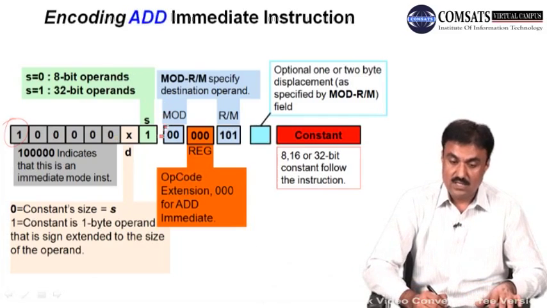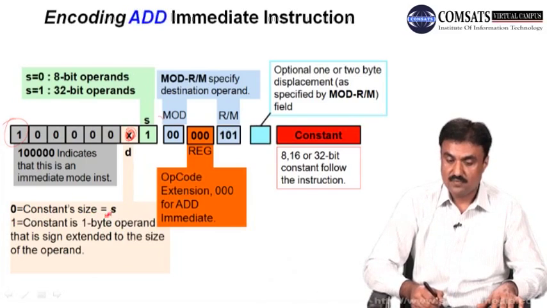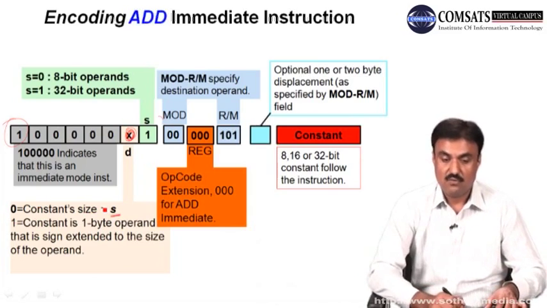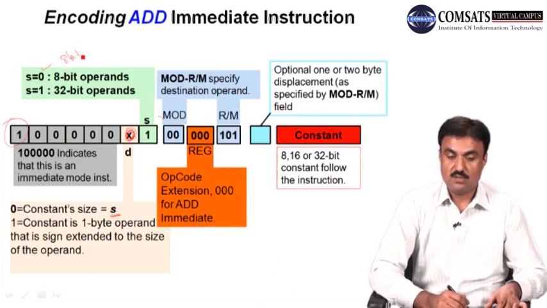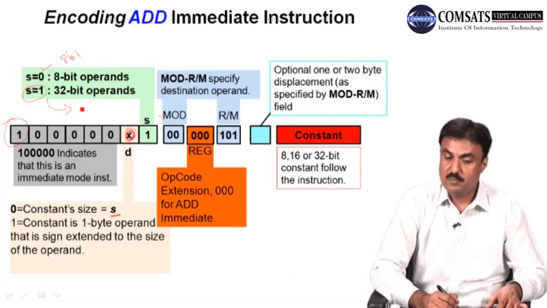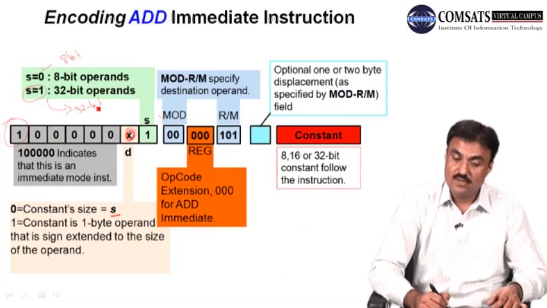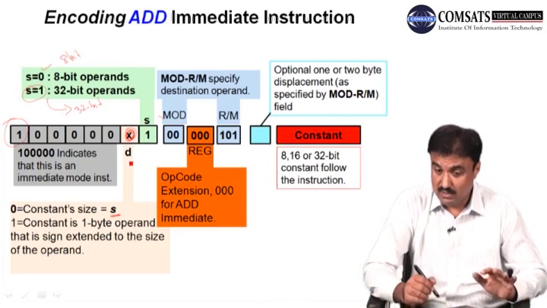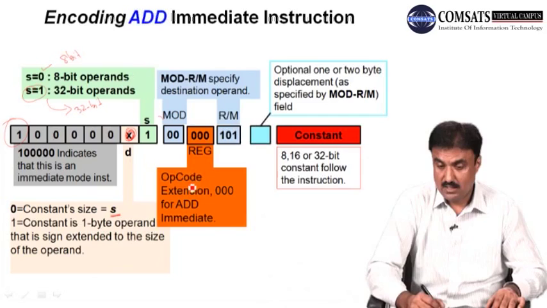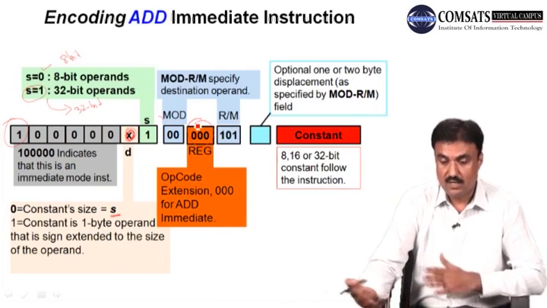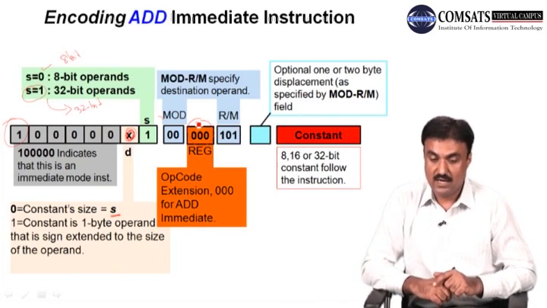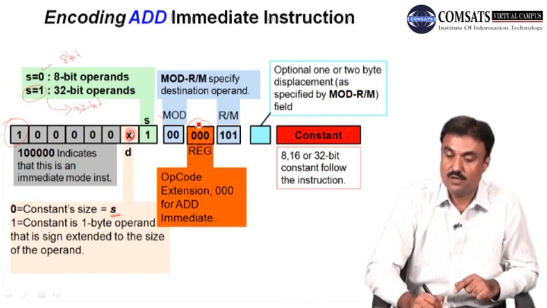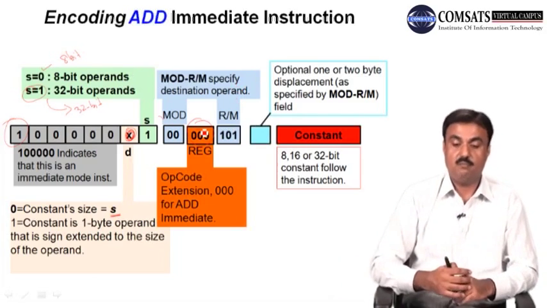Now, this X should be 0 when the constant size is equal to S. For example, if S is equal to 0, we are using an 8-bit operand, so the constant should be 8 bits. If S is equal to 1, the operands are 32 bits, so the constant should be 32 bits. However, if D is equal to 1, then we know that this register here is added with the opcode, with the extension 00 for the ADD immediate instruction. In this case, this will not work as a register. This will work as a part of the opcode.